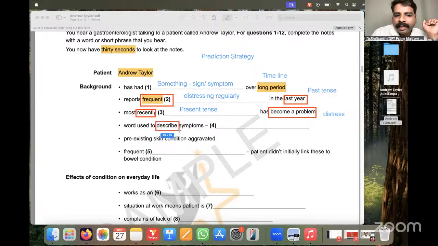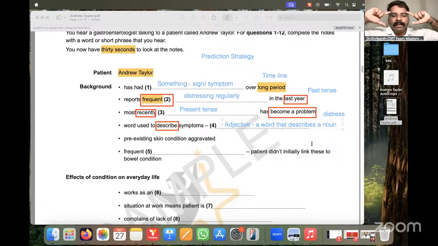Words used to describe the symptom. So what is the patient doing over here? The patient is using a word to describe the symptom. So what will you understand? So you know that the answer over here is going to be an adjective, right? An adjective is a word that describes a noun. Right. So therefore, you need to understand that this patient is using an adjective to describe the symptoms. Right. So you must be prepared. So now when your audio is going to play, you must be very attentive. Okay. They are going to be using an adjective over here. That is, what word are they using to describe the symptom they are experiencing?